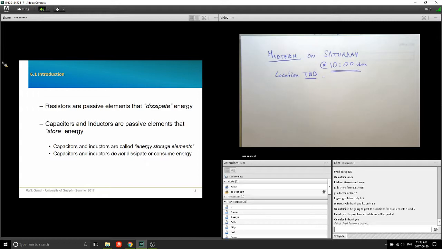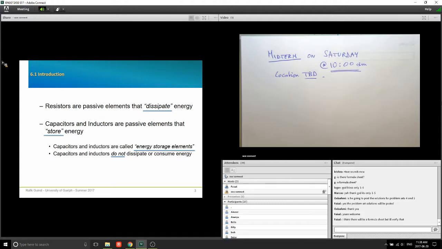They actually store energy. They do not dissipate the energy. So that's why they are called energy storage elements. Okay, so you have these words here, energy storage elements. And they do not dissipate or consume energy. They store it, and we're going to see how they store it. Okay, so we have capacitors and inductors.